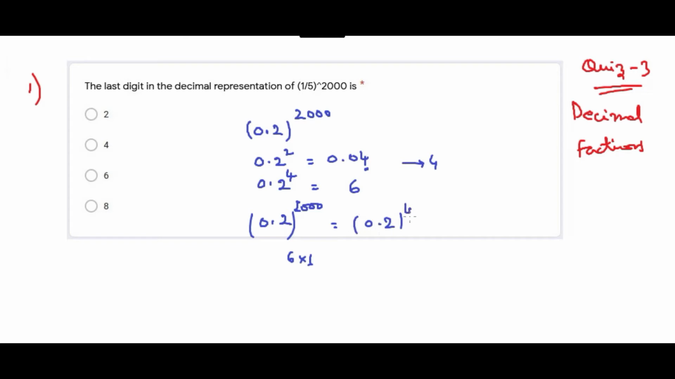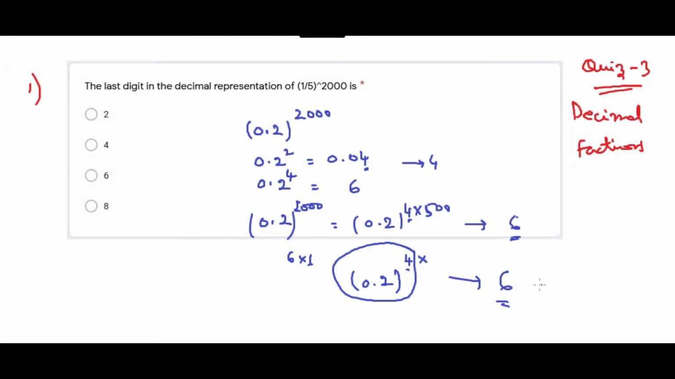So 0.2 to the power 2000 can be written as 0.2 power 4 into 500. For any power of 4, the unit digit will be 6 only. You can go further also, for example 0.2 power 8, so it should be 4 into 4 or 4 into 6. Anything like this will give us unit digit as 6 only. So the answer would be 6.